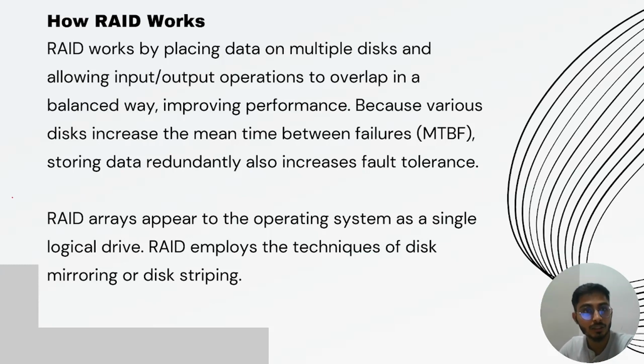Here you can see balanced way. Balanced way means if we take too many disks, then it can create problems. So copies should be in limited number. If we take too many disks, this will not be good in a balanced way. We will use it in such a way that it helps in improving performance, because this increases the mean time to failure. And storing data redundancy also increases fault tolerance.